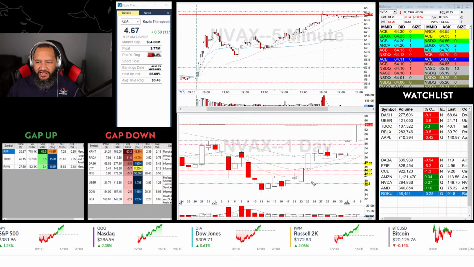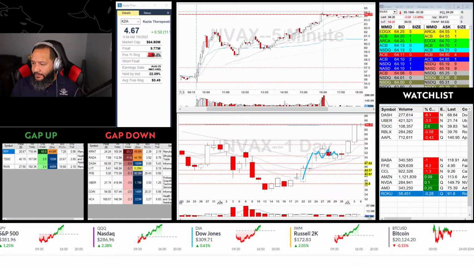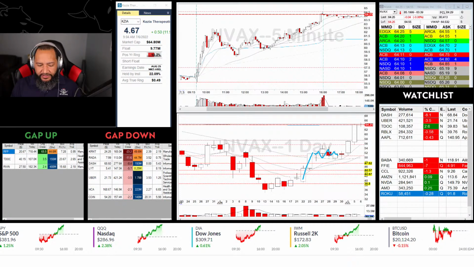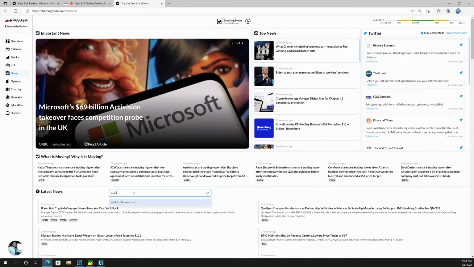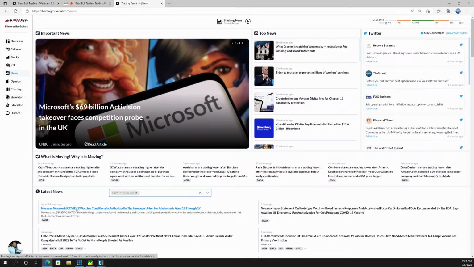They've been getting going the last couple of days, right? A nice little pop here, a little consolidation action. The last 2 days have been good. What's the catalyst, by the way? Let's go over to tradingterminal.com and see what our catalyst is for NVAX. All right, hit the news here. We'll head on down to NVAX and see what is the latest and greatest. We got some stuff going on here. Microsoft's 69 billion Activision takeover faces competition probe in the UK. That could be interesting. All right, so NVAX, what we got going on?